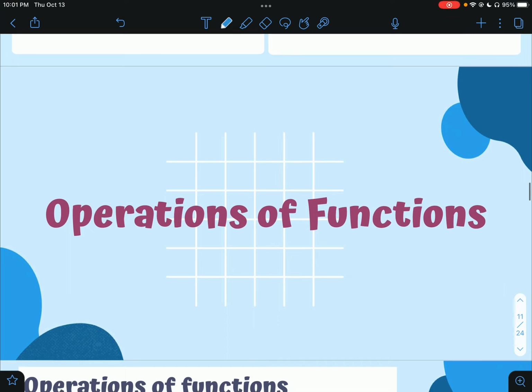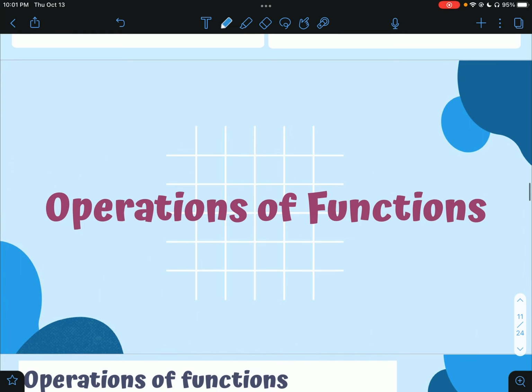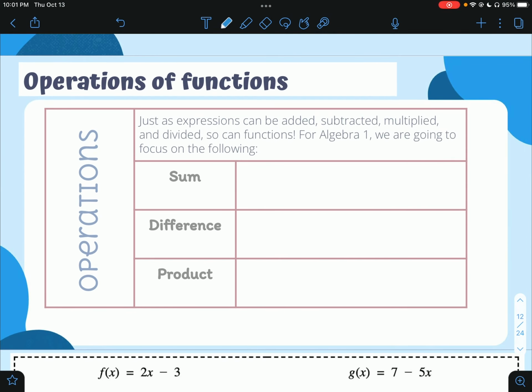So if we think back to Unit 1, when we did operations of expressions, we added, subtracted, and multiplied expressions. Today we're going to do that same thing with functions. Now, you can also divide, but for Algebra 1 purposes, we're just going to focus on those first 3. Remember, sum is the answer to an addition problem.